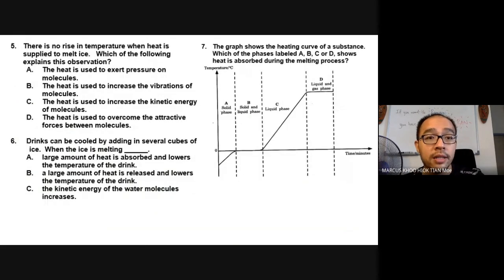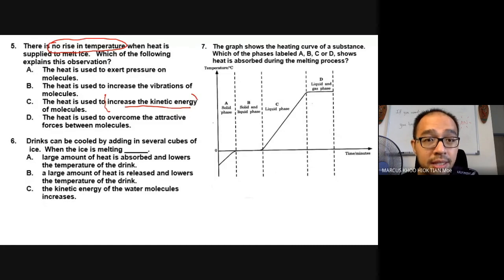Number 5, there is no rise in temperature when the heat is supplied to melt the ice. Which of the following explains this observation? Vivian, what's the answer for number 5, please? C. The heat is used to increase the kinetic energy. No rise in temperature. Are you sure? Increase in kinetic energy means that there is a rise in temperature. So C is definitely not the answer. Okay, can you try again, please, Vivian?